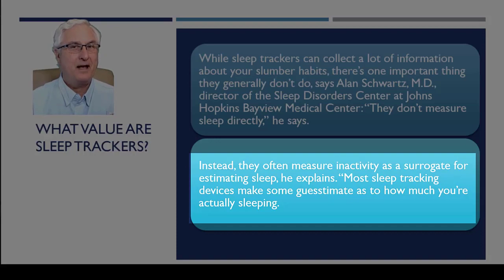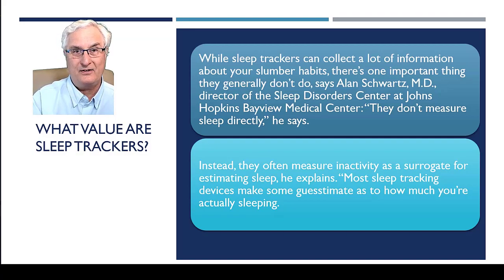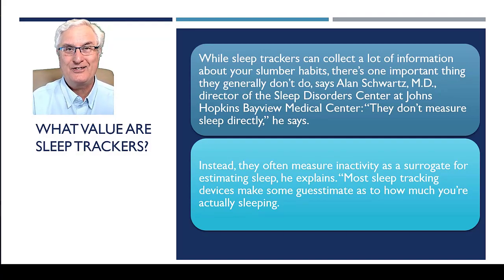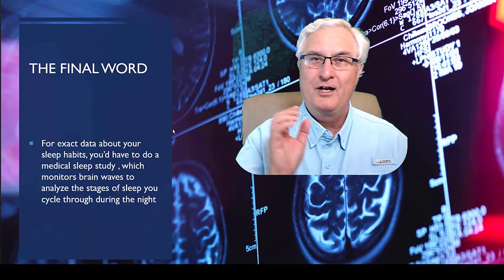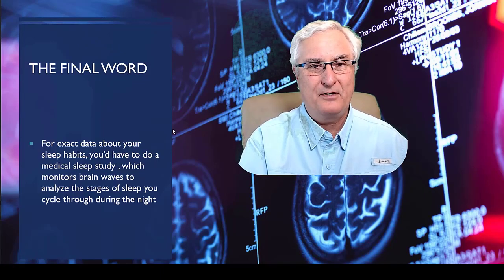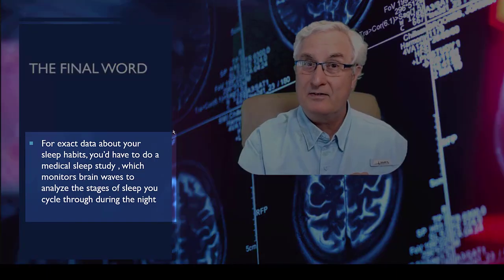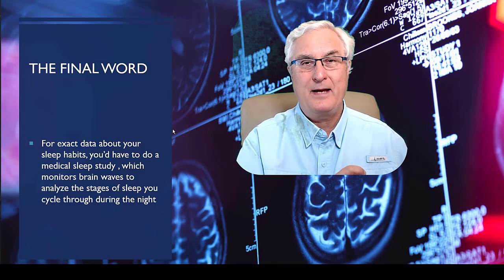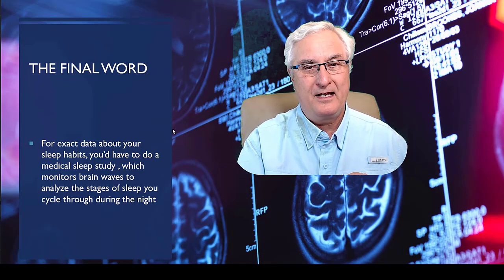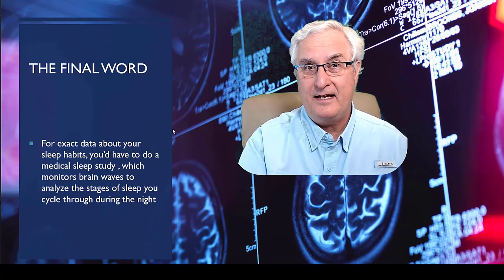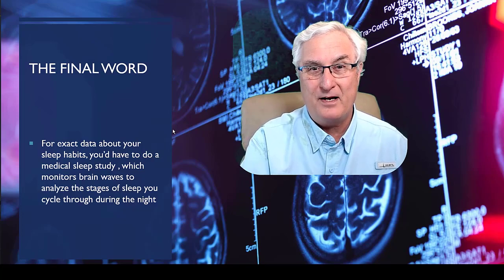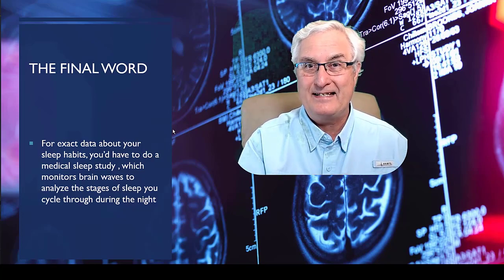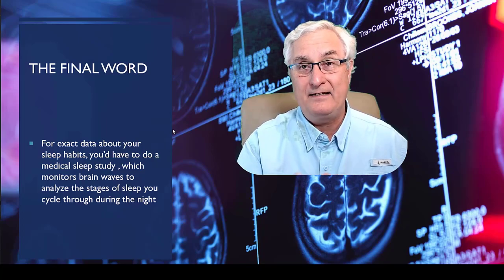And here's the fact: these algorithms that take the data that the sleep trackers collect are guessing. And that's why there's such a high variability between individual sleep trackers. So the final word, for exact data about your sleep habits, you'd have to do a medical sleep study, remember that we talked about earlier, which monitors brainwave activity to analyze the various stages of sleep that you cycle through each night. Now, how do sleep trackers you wear around the wrist work? They guess. They guess at the data that they're getting, and it's highly variable.